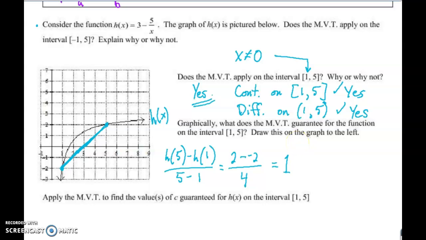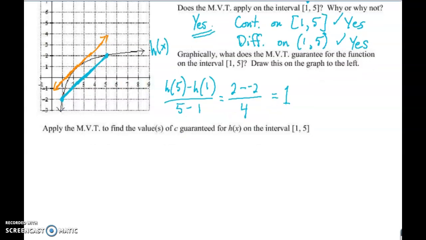So what that means, let me change colors, is somewhere on this graph, we have a tangent line who has a parallel slope to this. And I don't know where it is. It could be right here. It doesn't look like it's over here, but maybe it's right here. But somewhere on this curve, we have a slope that is up 1 over 1 as well.